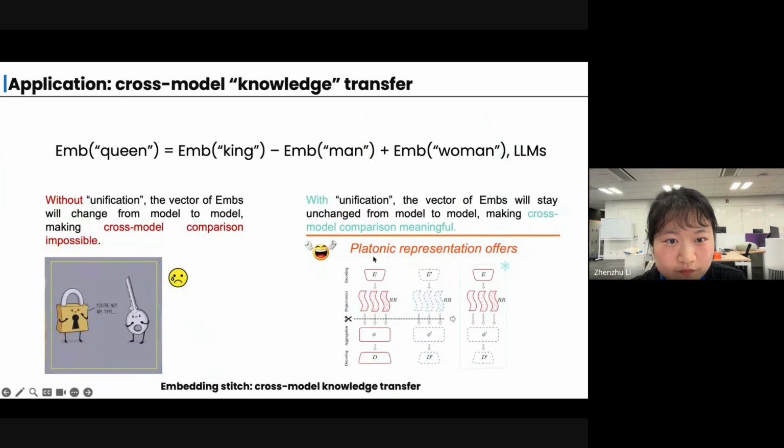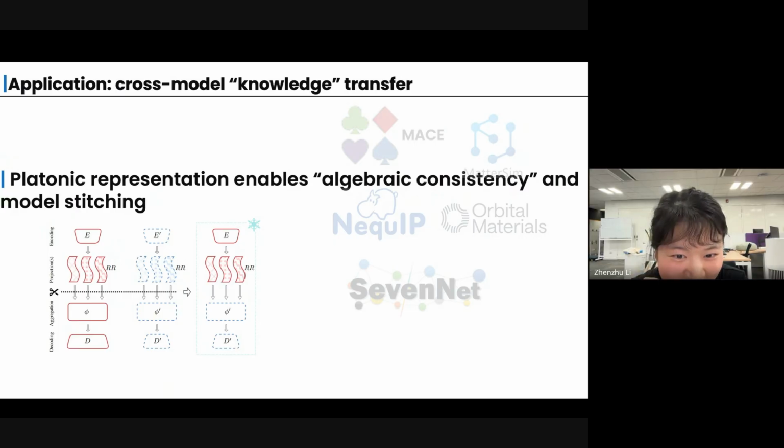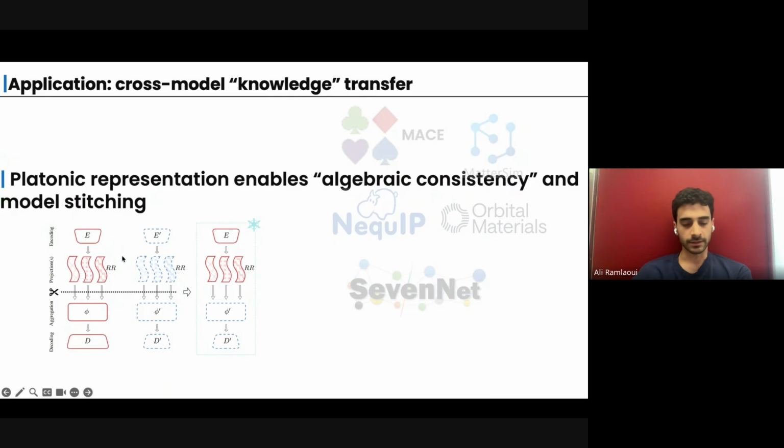So first, I have a question. You're saying that stitching is useful if you have, for instance, image and text. Is it like you're stitching the encoder of one with the decoder of something else? Yeah, exactly. Okay, and in the case of MLIPs, that would be stitching the message passing steps of one MLIP with the decoder of another.